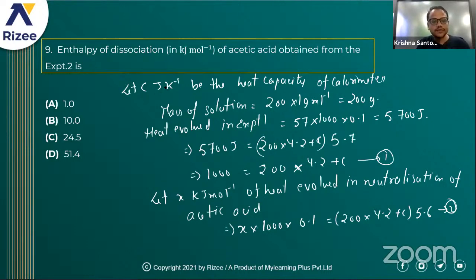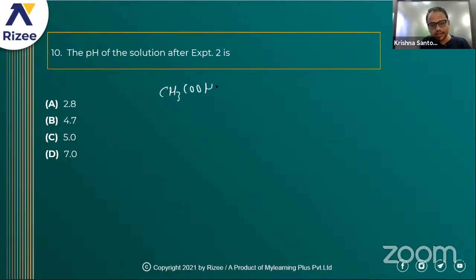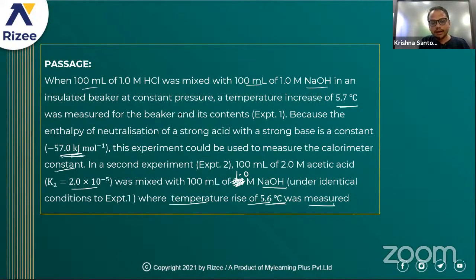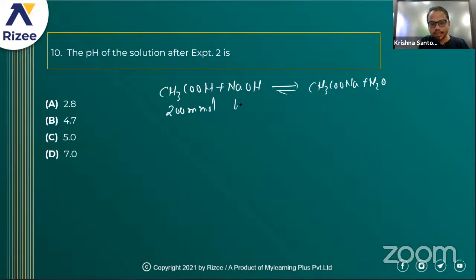Next, the pH of the solution after experiment 2. Experiment 2 is CH3COOH plus NaOH giving CH3COONa plus H2O. In the passage, 2 molar acetic acid is there and 1 molar NaOH is there, which means there are 200 millimoles of acid and 100 millimoles of NaOH initially. After reaction, the NaOH will be 0, and it will become 100 millimoles of acid and 100 millimoles of salt.